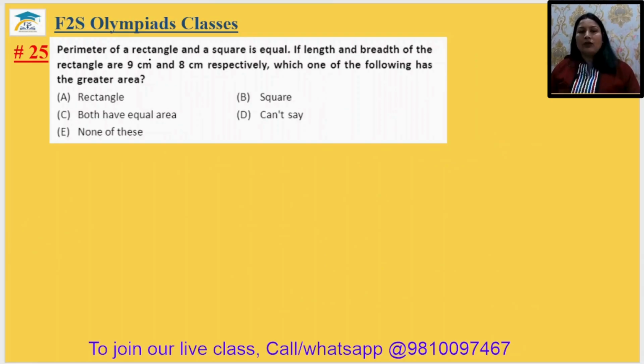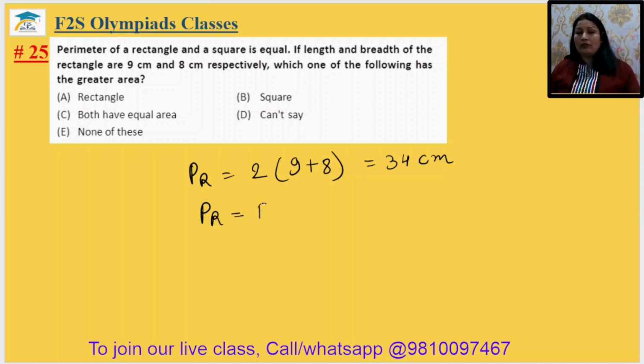Question number 25. Perimeter of a rectangle and a square is equal if length and breadth of the rectangle are 9 centimeter and 8 centimeter respectively. Which one of the following has the greater area? Okay, perimeter is equal. So first find the perimeter of the rectangle. It will be your 2 into 9 plus 8. That is your 34 centimeter. Okay, so PR, perimeter of rectangle, equal to perimeter of square, that is your 34 centimeter. So side will be 34 divided by 4. We can write 8.5 centimeter.